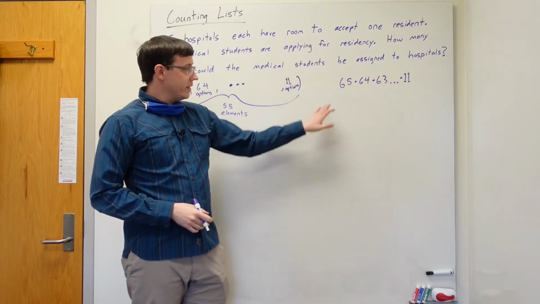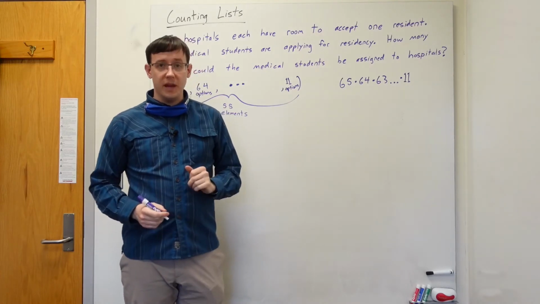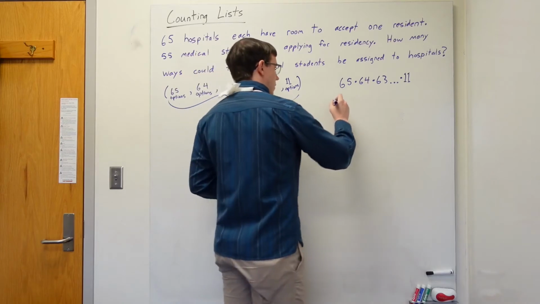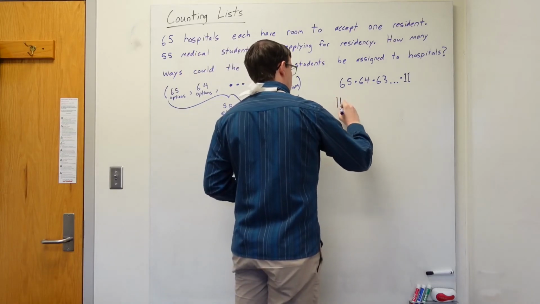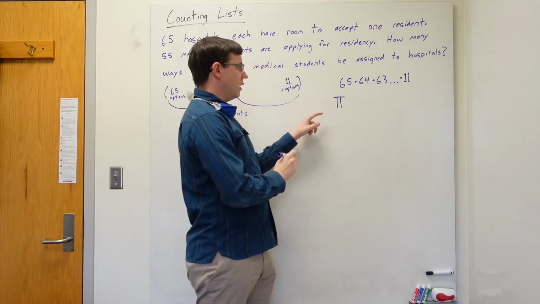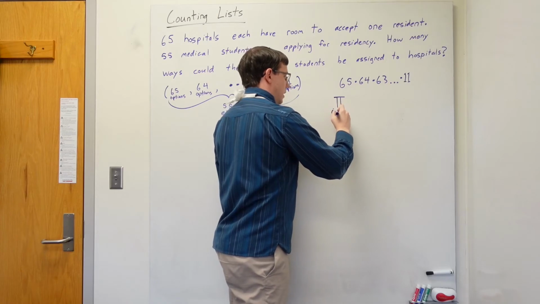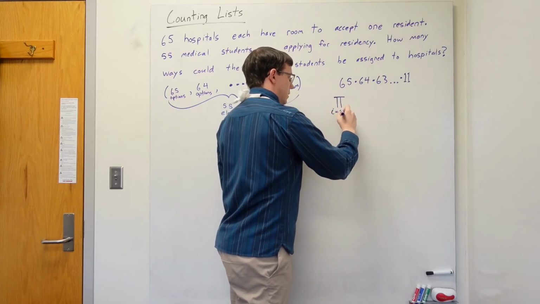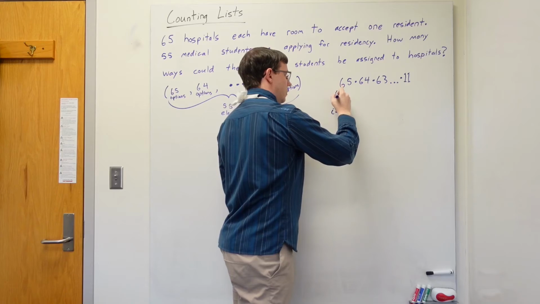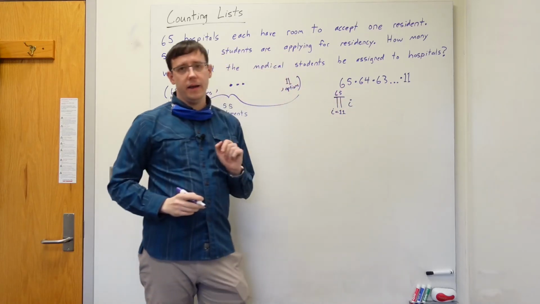We can also write this using product notation, which is similar to summation notation. We use a pi symbol, and we are taking the product from i equals 11 to 65 of i.